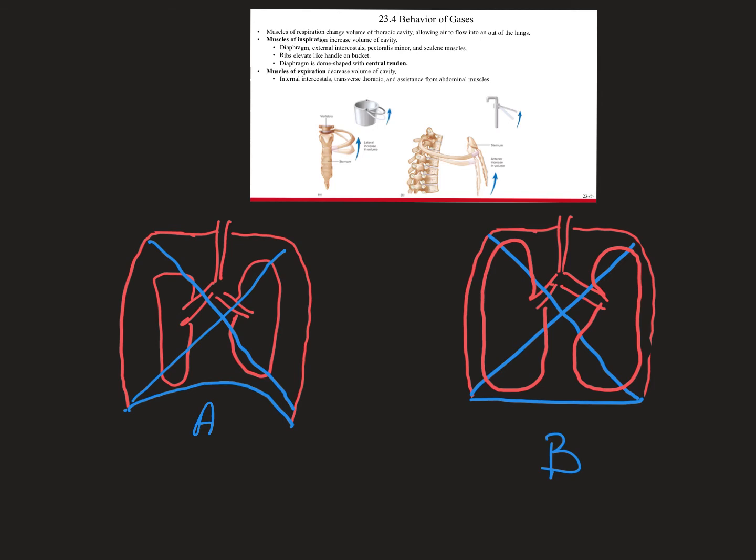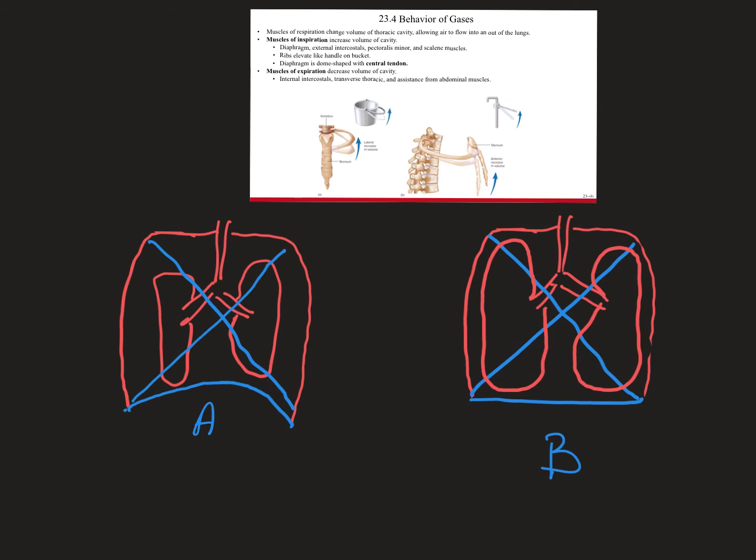The muscles of inspiration are going to cause the thoracic cavity to get larger. They include the diaphragm and a few other muscles. You should know which muscles. I'm not going to ask you to label them. I'm not going to ask you to identify where they are, but you should know when you see them that they are muscles of inspiration.